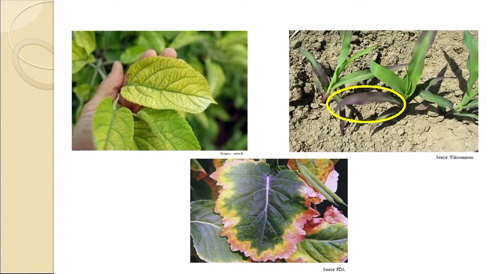Here in the top left corner, this is chlorosis, which is formed due to the deficiency of nitrogen. In the top right corner, that is the purpling of leaf, it is formed due to deficiency of phosphorus. In the bottom image it is called necrosis of the plant, and this is formed due to the lack of potassium present in the soil.